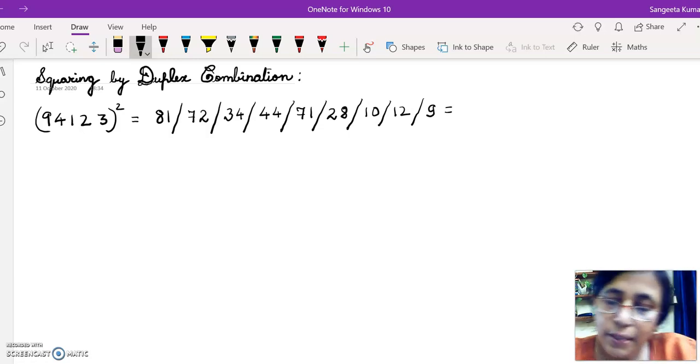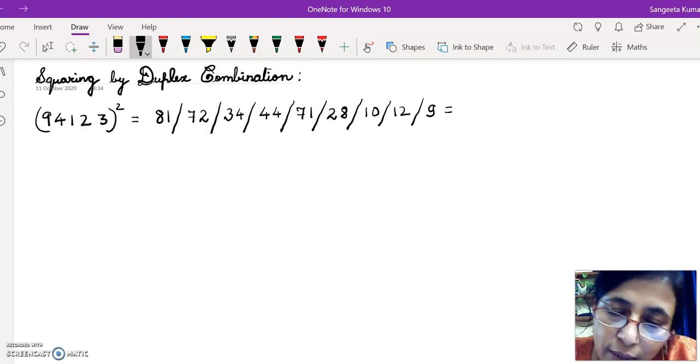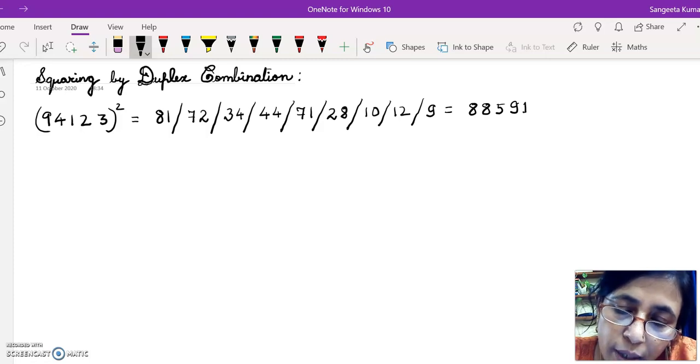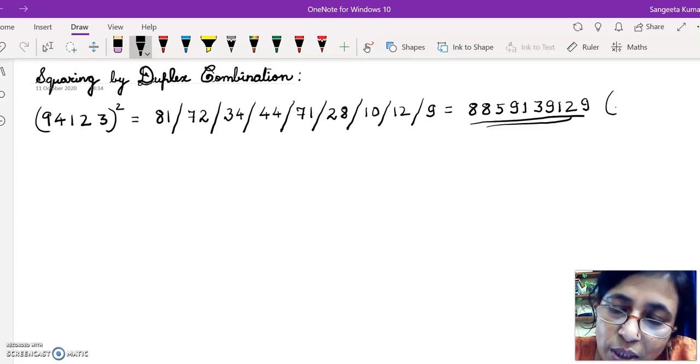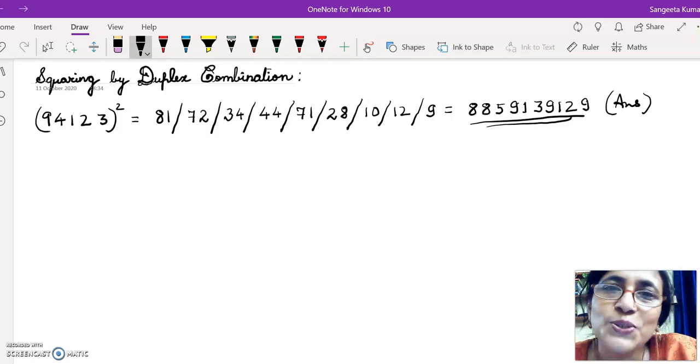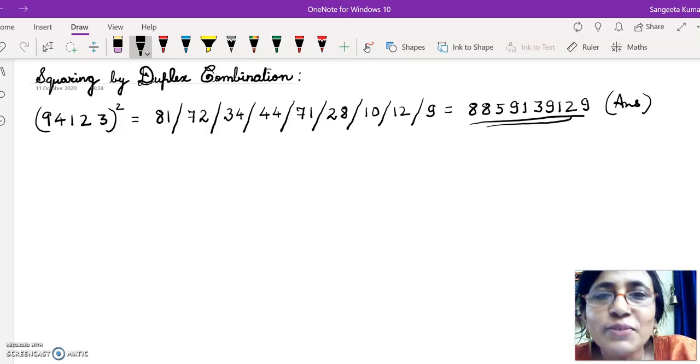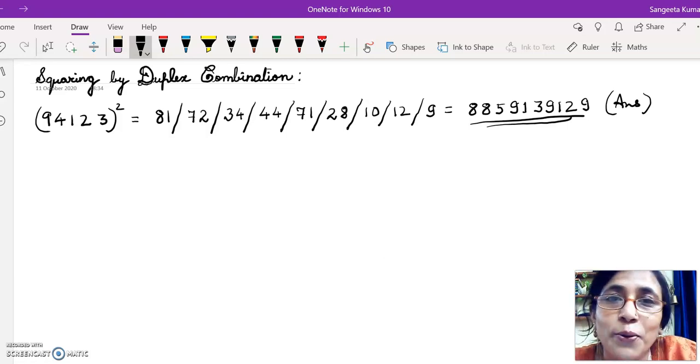And when I sum it up, the answer will be 885913929. This will be the answer, the square of 94123. You can always verify. Wow! Isn't it amazing? Would you like to learn the trick?